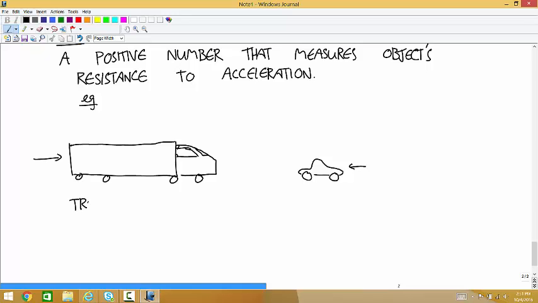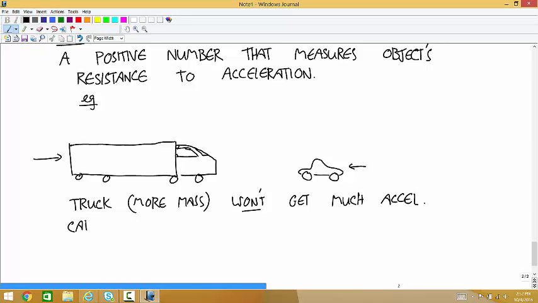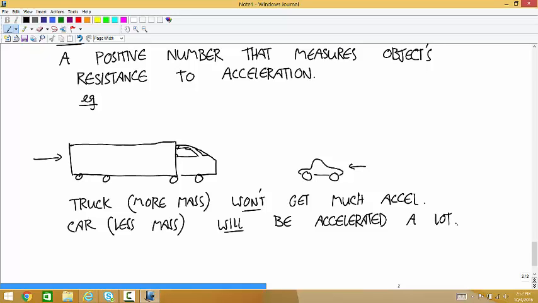So the truck that has more mass won't be accelerated much, won't get much acceleration. The car that has less mass will be accelerated a lot. Okay, so that's what mass does.